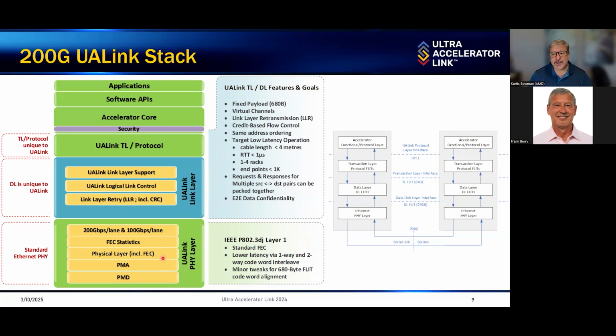Where we get into uniqueness is up here as we get into our data link layer and our transaction layer. What you see is this is where we get very simple. We use a fixed payload that allows for very efficient movement of the data. We've got a nice low latency operation, so cable lengths of under 4 meters, supports 1 to 4 racks. And you can also see that we have end-to-end data confidentiality, as I mentioned on the previous slide.